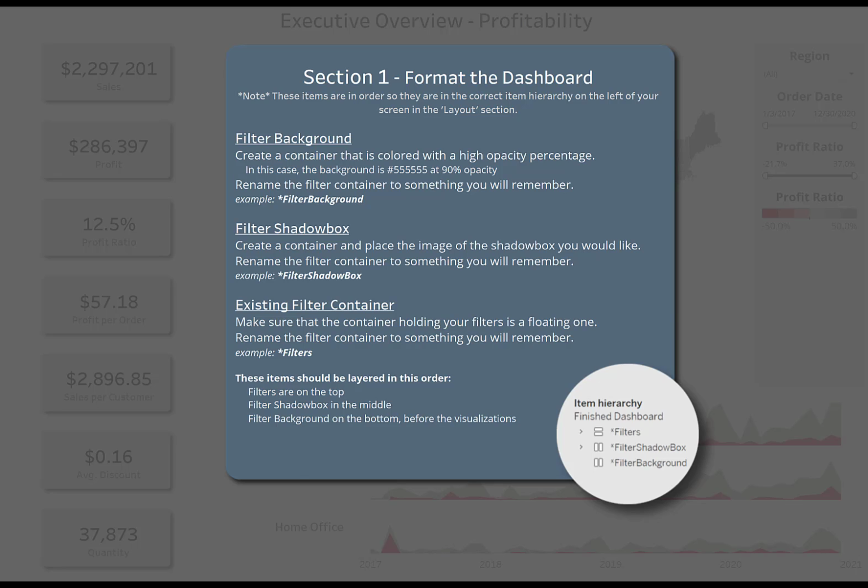As far as the first section goes, we're going to create 3 different objects. You see right here is a simulation of what we're going to be building. We have a filter background, which is this section here. We're going to put a filter shadow box on, so it makes those filters really pop. And we're going to pull our filters in, so it'll be like a container like this. We're also going to make sure that we do this in an order so that they are layered correctly. That's one of the most important parts to this, and we're going to name our different containers in a naming convention that we'll actually remember.